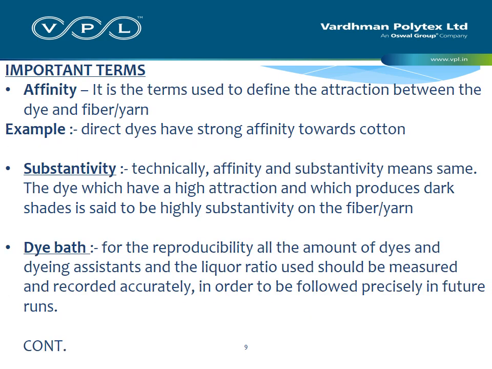Important term: affinity. It is a term used to define the attraction between dyes and fiber and yarn. Example, direct dyes have strong affinity toward cotton. Substantivity. Technically, affinity and substantivity mean the same. The dye which has high attraction and produces a dark shade is said to be highly substantive on fiber and yarn.